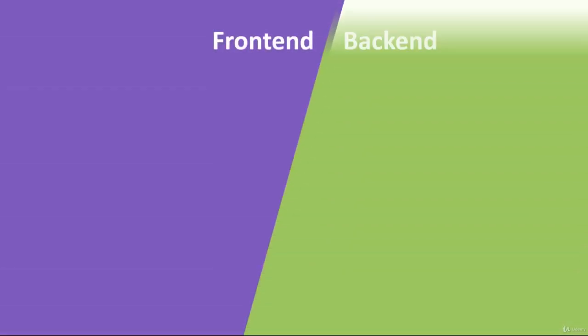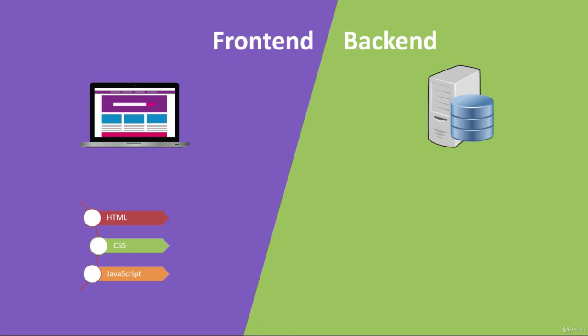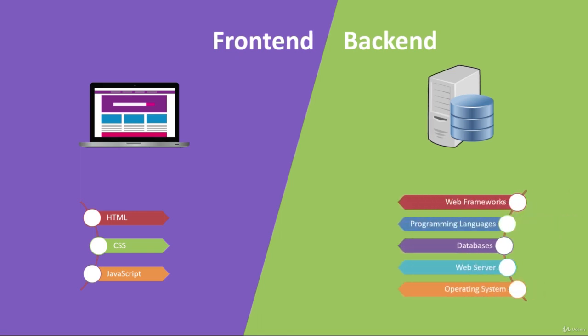Now, to speak in developer terms, we can explain that there are two sides for an application, the front end and the back end. The front end is composed of the code that runs in the web browser, and a browser can only run HTML, CSS, and JavaScript code, by the way. Now, a server can run programming languages, databases, and web frameworks on an operating system.